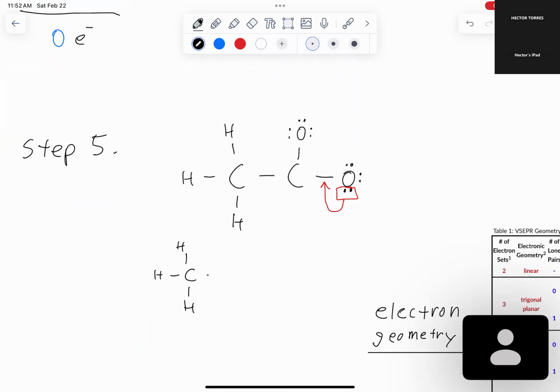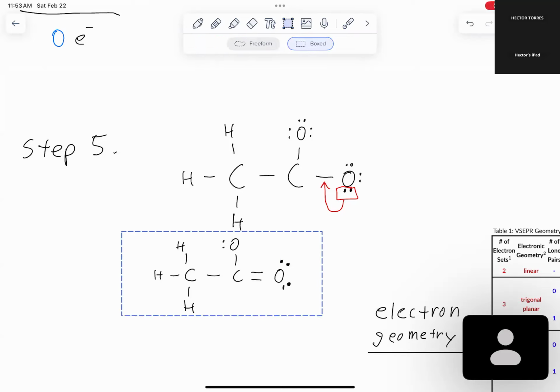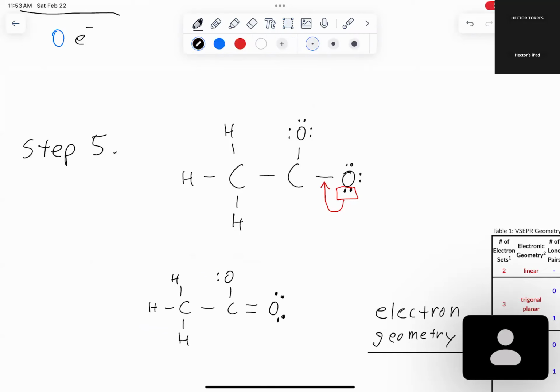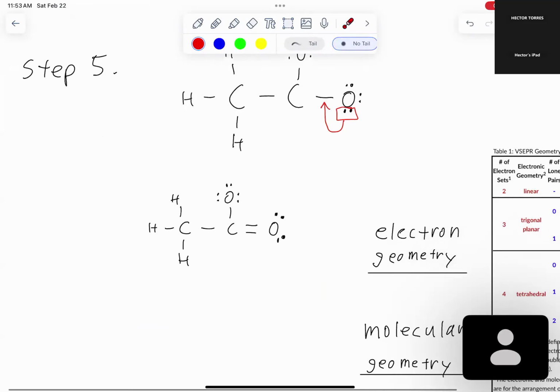Redraw this. However, on this one, I'm going to make a double bond here between the oxygen and carbon. Okay, we're going to draw in our lone pairs. And I draw them at an angle. You don't have to. You can draw them the way you drew them before. It's habit for me. Okay, so now we have lone pairs around them and a double bond there.